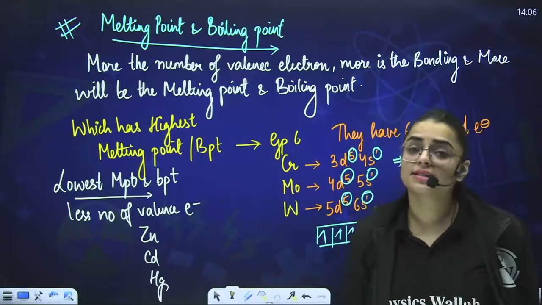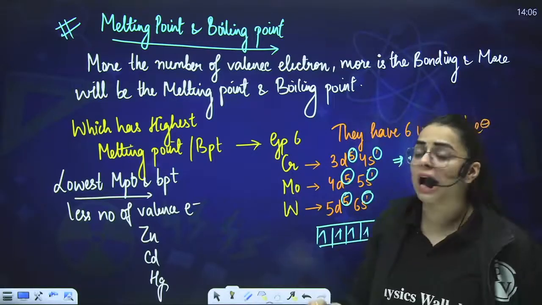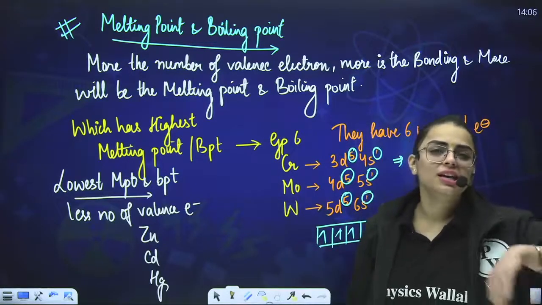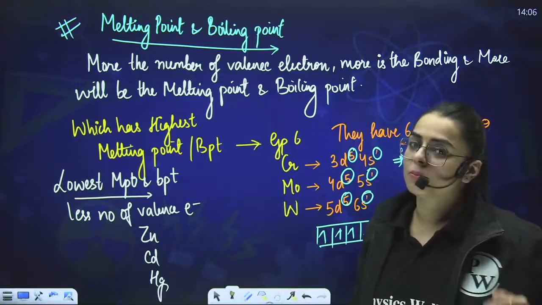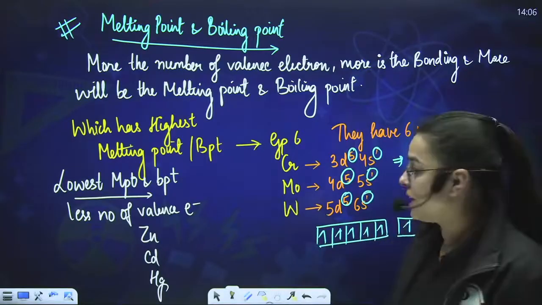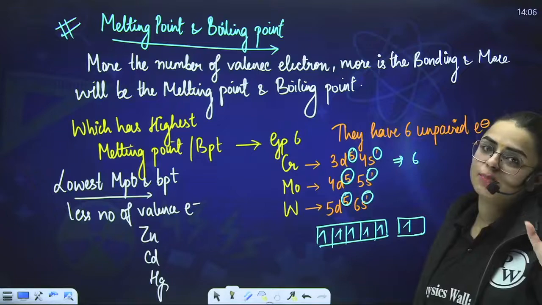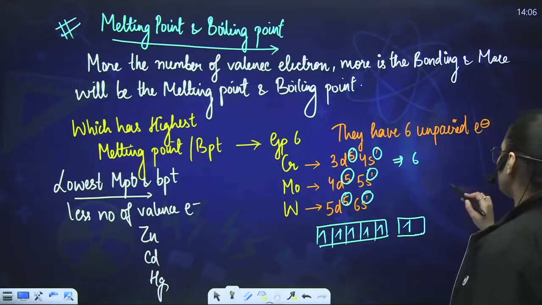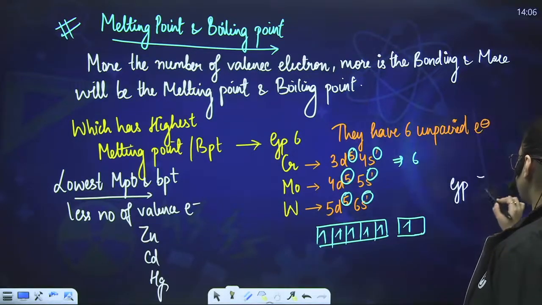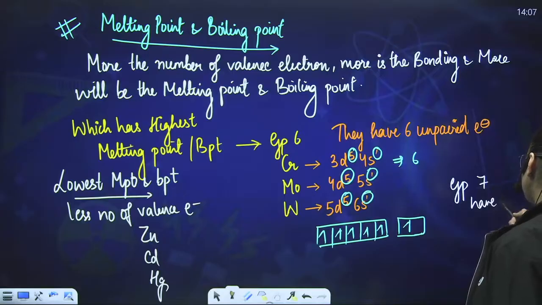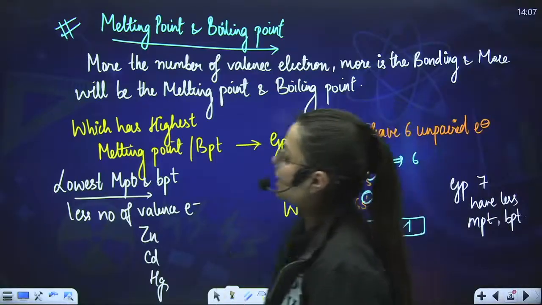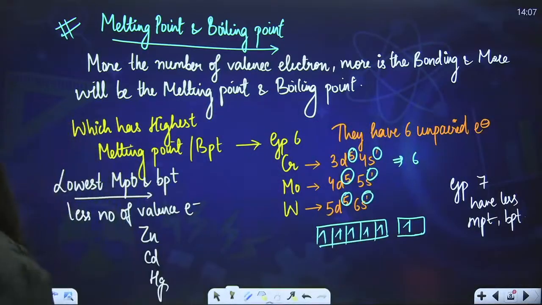Other than this, students, as I've already told you while I was asking you the highest melting and boiling point, you might think that group number 7 are the ones which have highest melting and boiling point, though they have less melting point and boiling point. So group number 7 is also an exception, that they have less melting point and boiling point. Is it clear? Now this was the order with regard to melting point and boiling point. Now kindly write it down so that we can move on to the next property of ours.